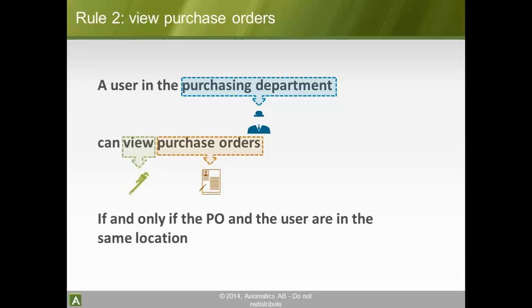And now we enter the relationship part of the rule, where same location, in fact, is an attribute of two categories, if you like. But you could break it down into two separate attributes: the purchase order location on the one hand, which belongs to the resource category, and the user location on the other, which belongs, of course, to the subject category.